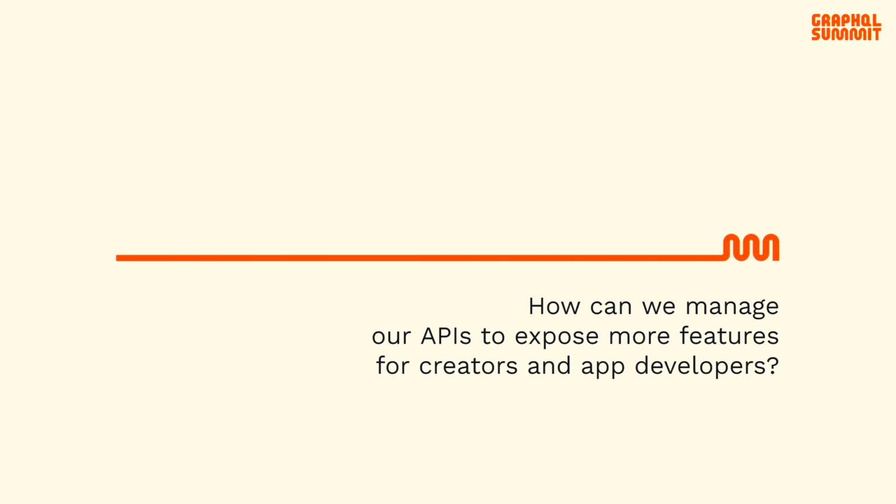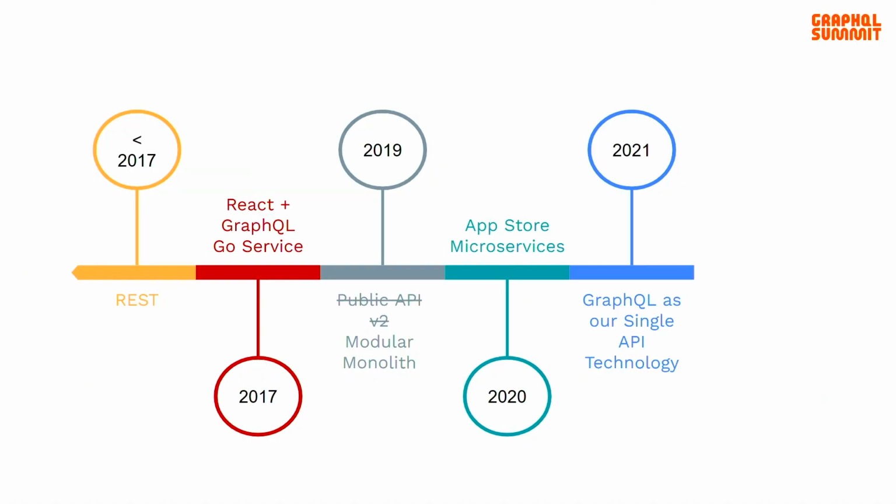Which brings us to one of our questions for today. How can we manage our APIs to expose more features for creators and app developers? Features were getting developed, but not always reaching the public API. As a result, our public API was not expanding. It would require more time for developers, more maintenance, to roll out those features into the public API.